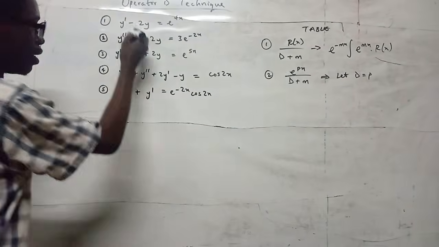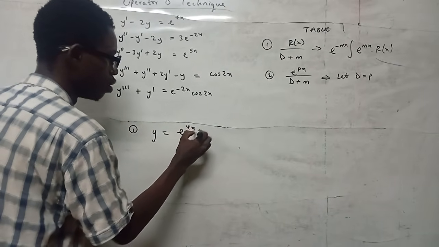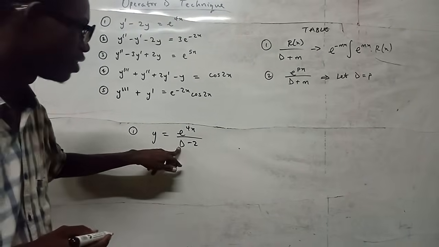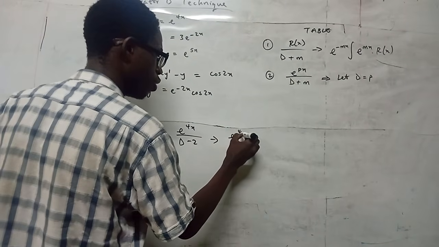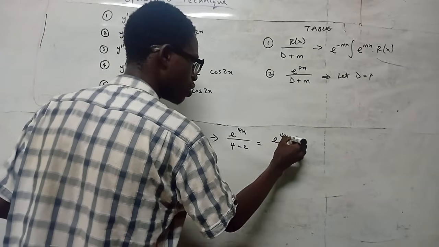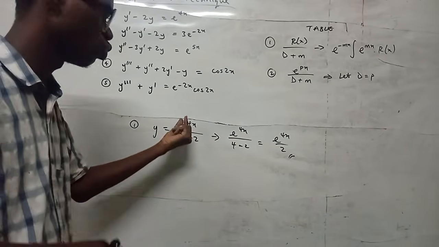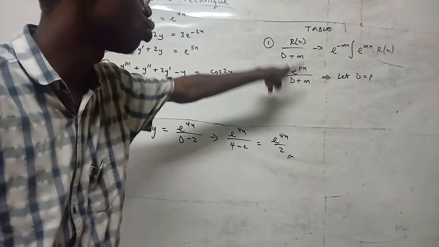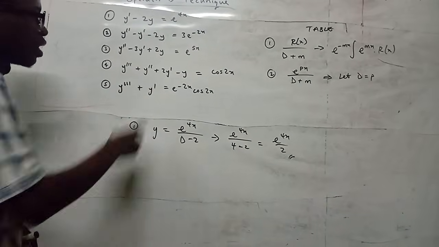So we are now going to have something like this. This is number one again. We are going to have y equals e raised to power 4x over d minus 2, right? It's over d minus 2. So let d equals p, so d equals 4. We are going to have e raised to power 4x over 4 minus 2, which equals e raised to power 4x over 2. We are done with it. It's as simple as that. Let d equals p. So this is the second operator technique we can use to solve questions like this.